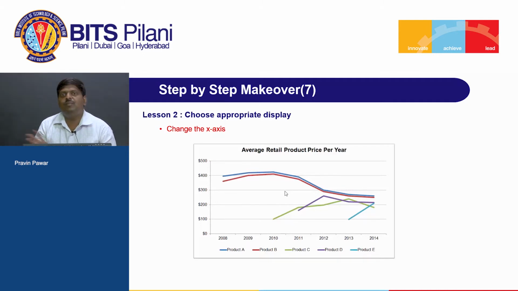So the group by itself is changed. There the group by was the product. Now here the group by is your years. And now the different products, the sales average prices of those products, have been showcased as the different series over there. Okay, so now what has happened?